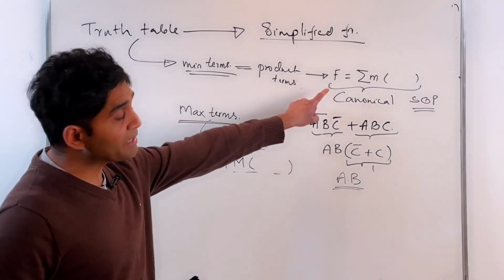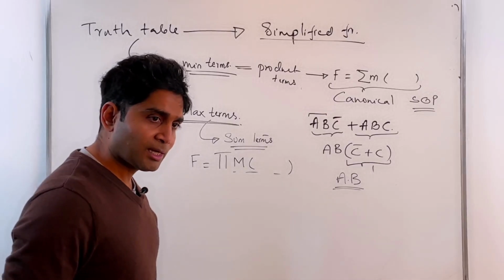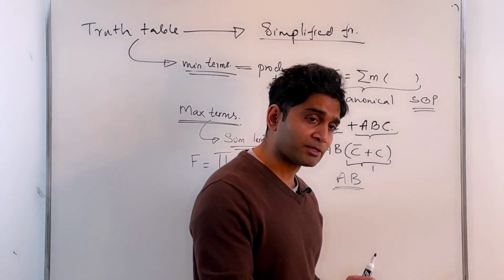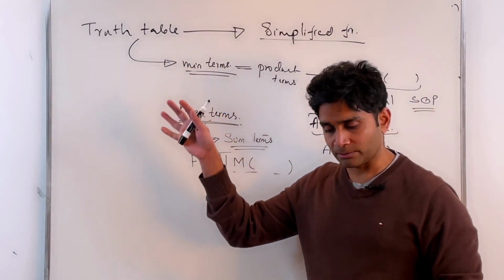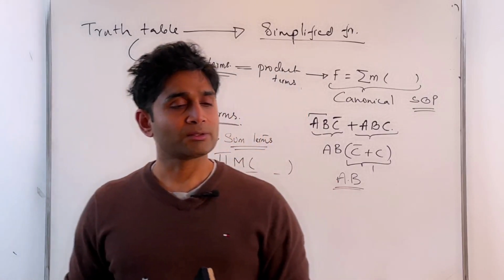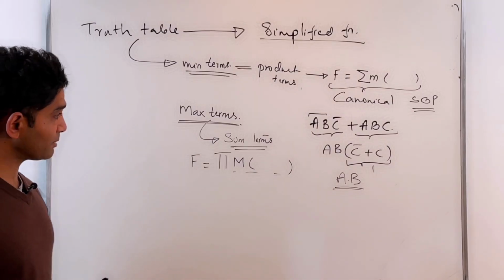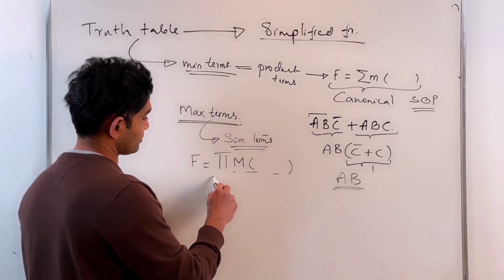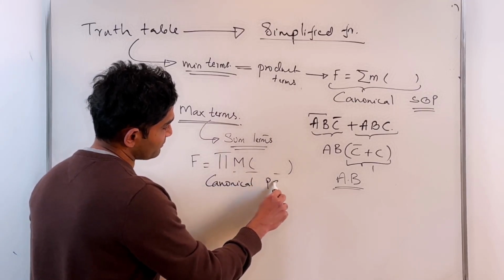Again, for the minterms, I would express the function as a sum of minterms by choosing those minterms for which my function is true. Okay. So that's how you express the canonical sum of products. That's how you obtain the canonical product of sums expression. Okay, that's your canonical product of sums expression.